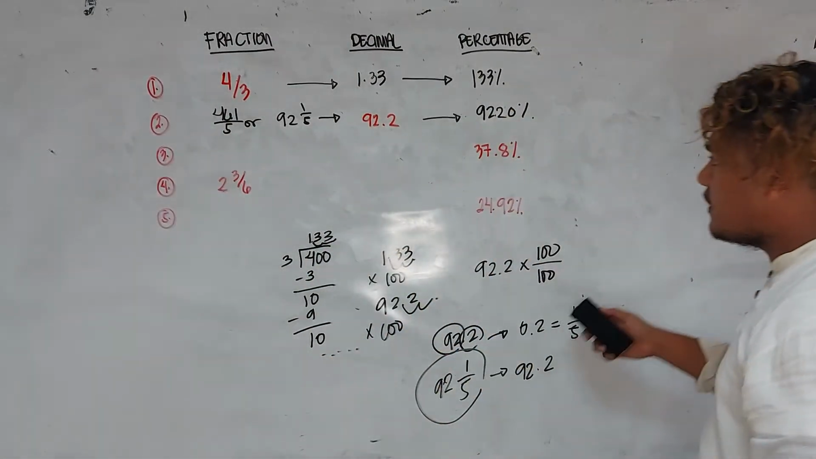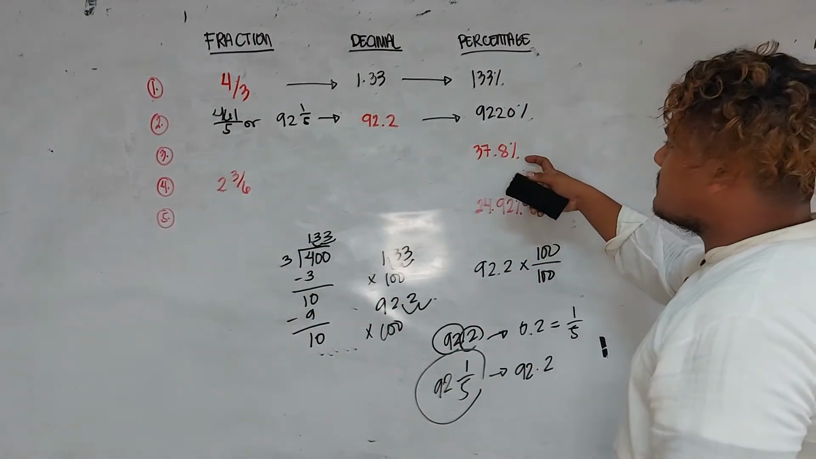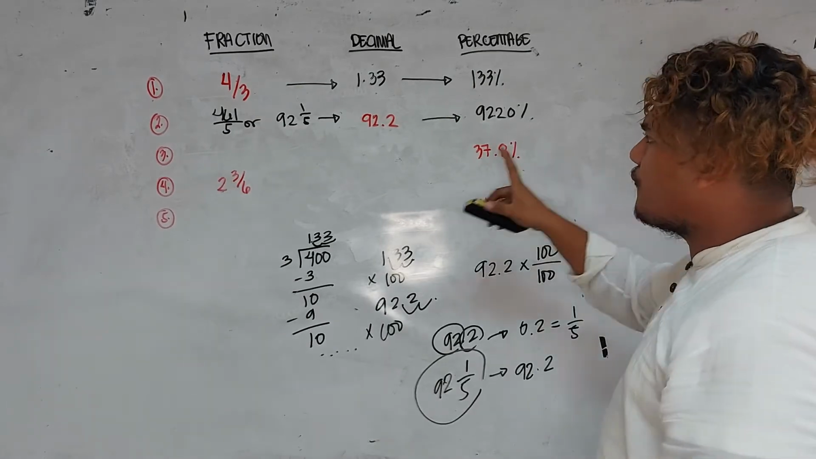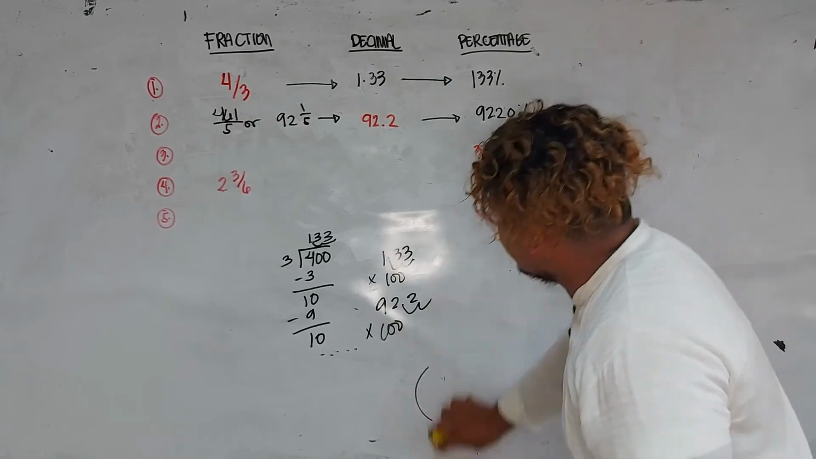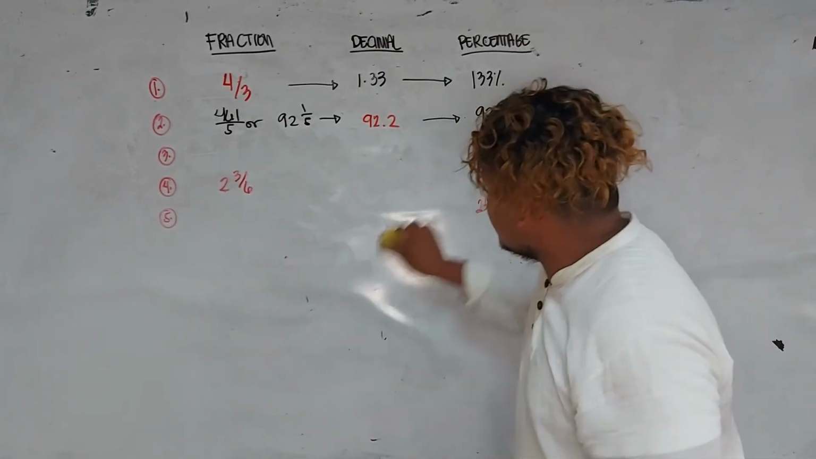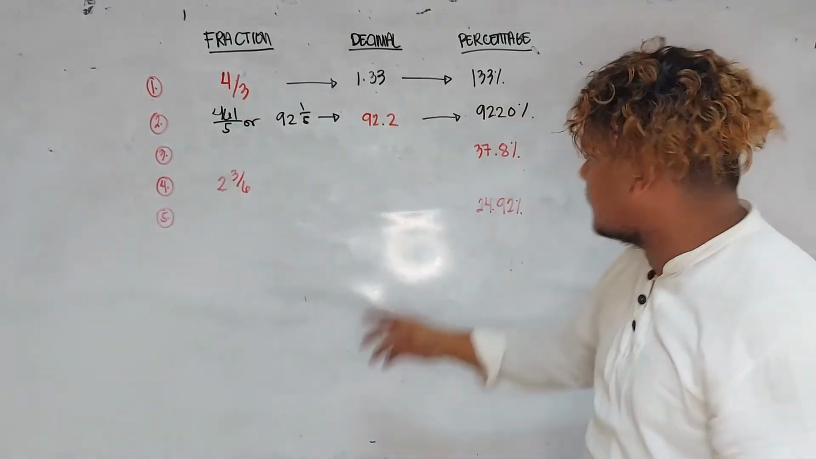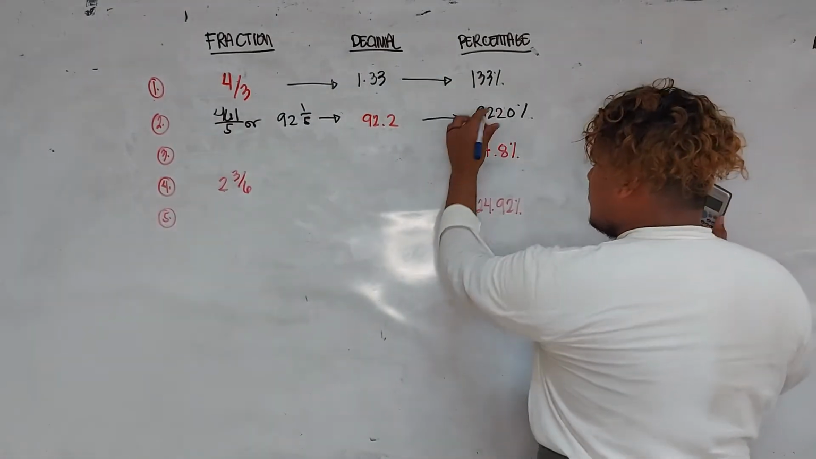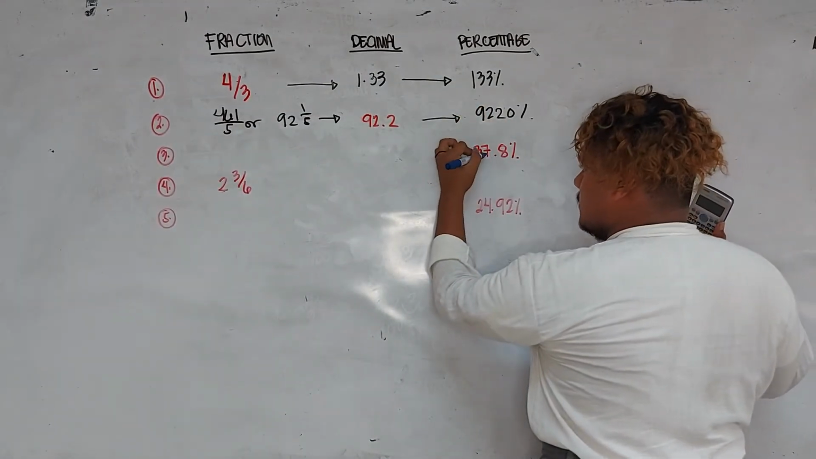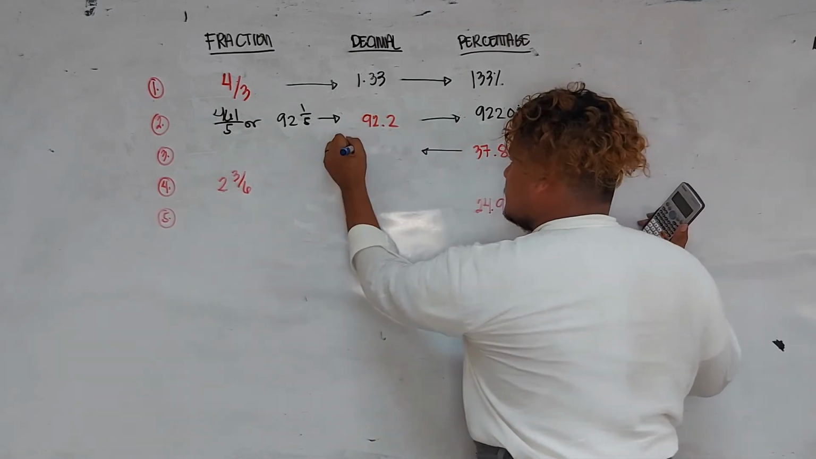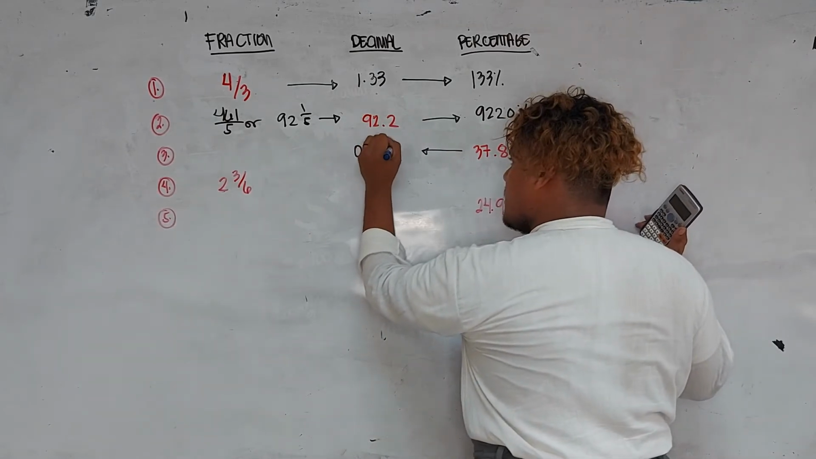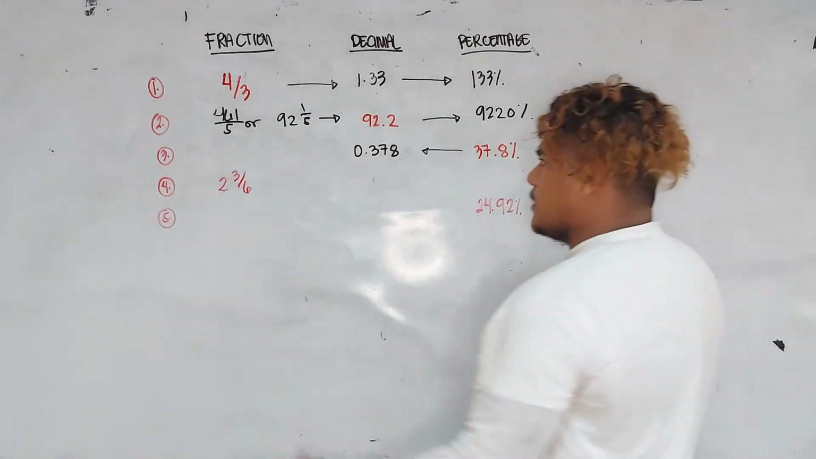How about for number 3? We are given this percentage. Now, what is the fractional and decimal equivalence of 37.8%? Well, in this case, what is the decimal equivalence of 37.8%? Again, what will you do? You only need to move 2 decimal places to the left. So this becomes 0.378 as a decimal equivalence.